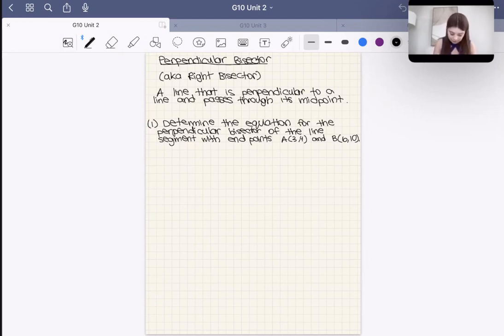So, for example, let's say we have a line like this, and this is the midpoint. The perpendicular bisector would go like this, right? Because it would have to be perpendicular, first of all, right? So it would have to have all 90-degree angles and also has to pass through the midpoint, right?